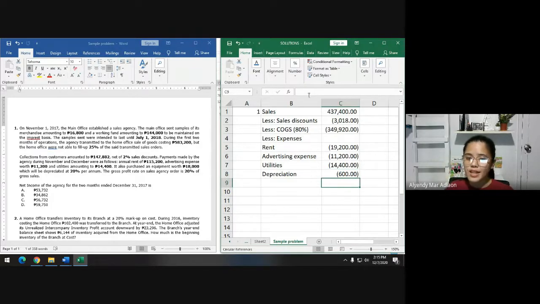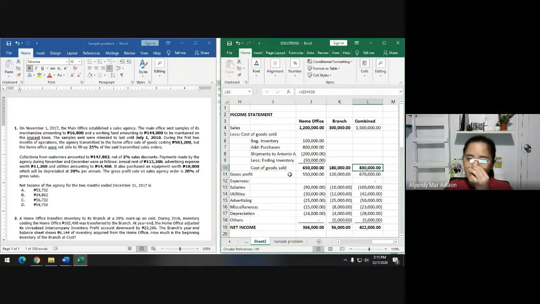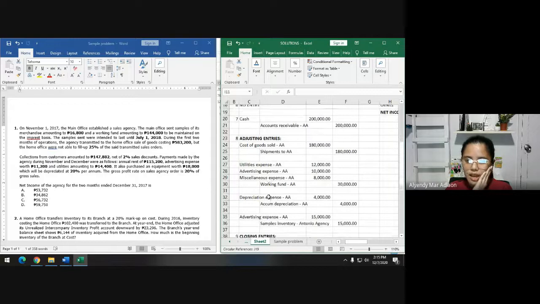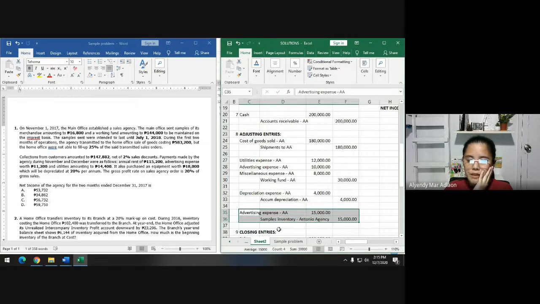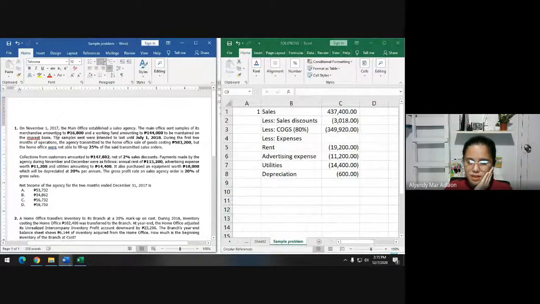Now class, aside from this one, in the problem we also recorded an advertising expense which refers to the samples inventory, because the samples inventory was spoiled. As you can see, the problem says that the samples sent were intended to last until July 1, 2018. So that means, if it lasts until July 1, 2018, we assume that every month its value decreases. So from November 1, 2017, the cost is 16,800, and it will last up to July 1, 2018.